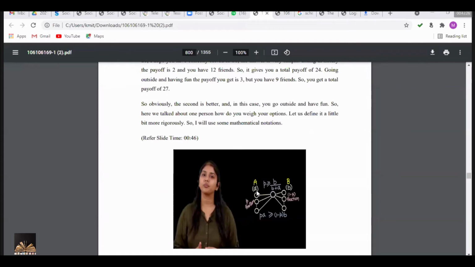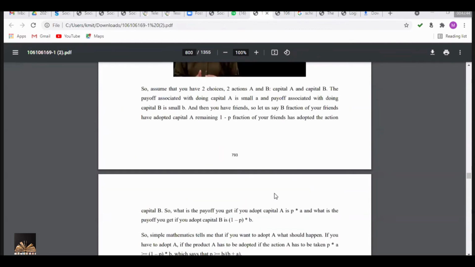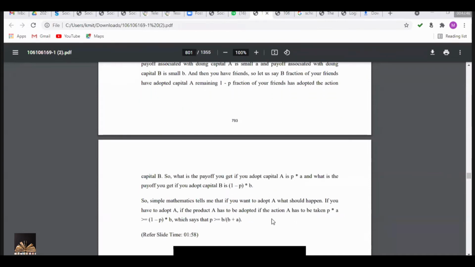So this is the payoff value for choosing A, and small b is the value for choosing B. And P is the fraction for one side. If I take the fraction P for the side of capital A, then 1 minus P will be for the capital B. So A has to be adopted if P into A is greater than or equal to 1 minus P into B. So this thing you have to remember, right?